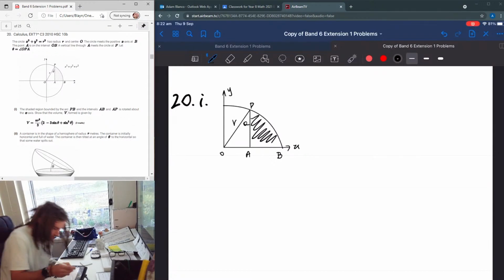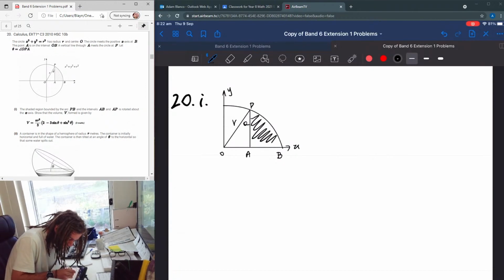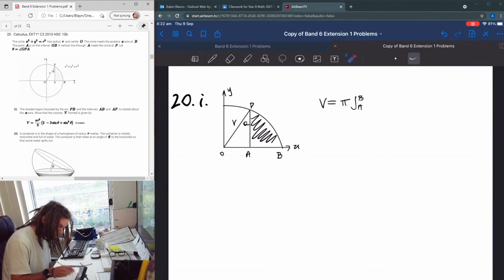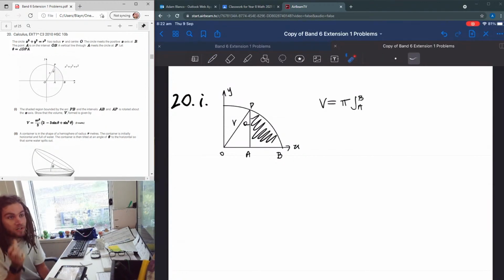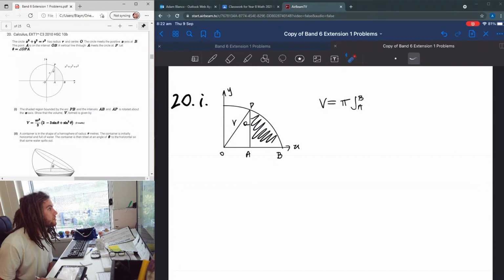Anyway, so the goal would be to integrate. So I'm going to find the volume, chuck a pi up front, goes from A to B. I'm just going to call them that for a second, even though it's a little bit weird. If you're not given the information, you'd assume they cancel out. Yeah, maybe.